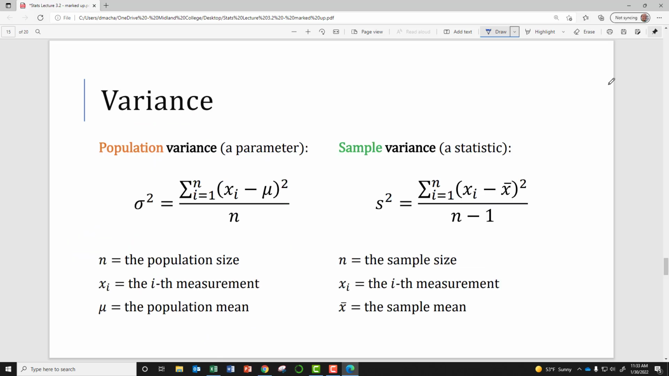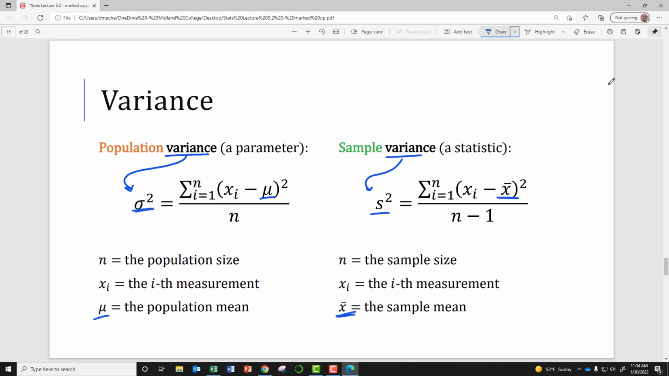Okay. Now, when it comes to variance, we see population variance, which is a parameter, and sample variance, which is a statistic. And you'll notice the difference between these formulas is that we use mu, the population mean, we use a sigma squared to represent population variance, and for sample variance we use s squared to talk about the sample variance, and we use x bar to talk about the sample mean.